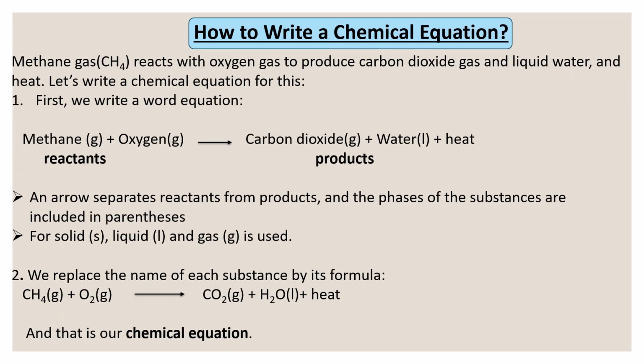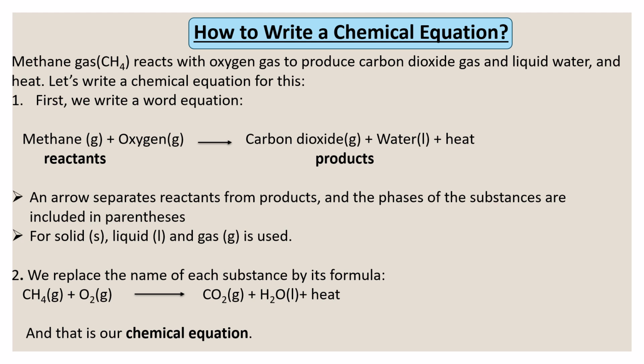So how do we write a chemical equation? Methane gas reacts with oxygen gas to produce carbon dioxide gas, liquid water and heat. Let's write a chemical equation for this. First of all, we write a word equation. Methane gas plus oxygen gas, arrow, carbon dioxide gas plus water plus heat. Methane and oxygen are the reactants, and carbon dioxide, water and heat are the products.